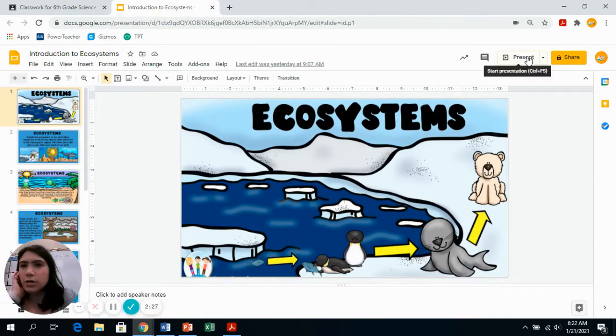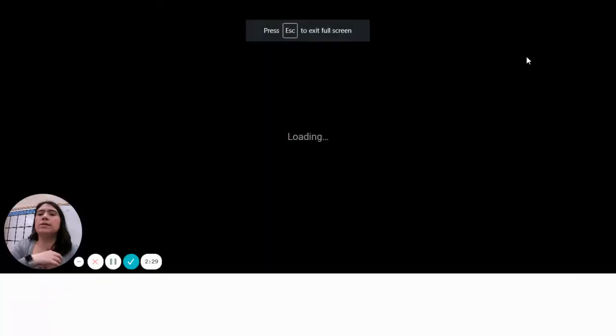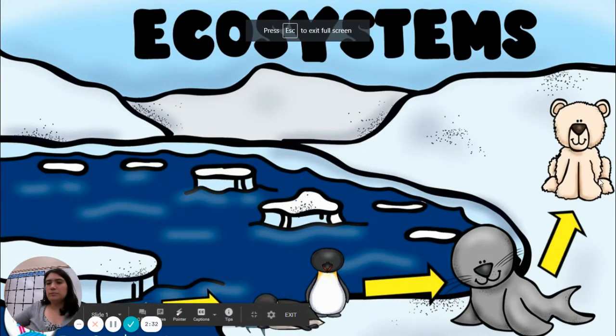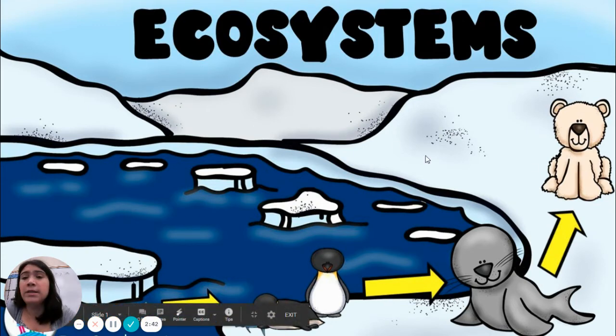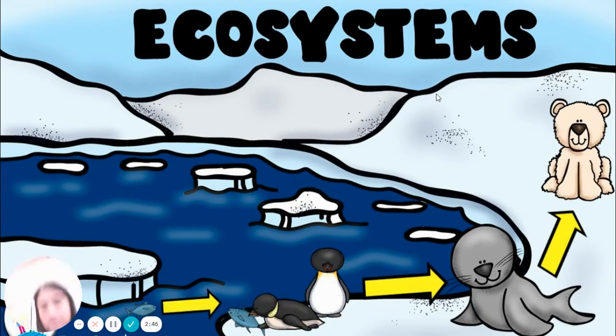And we have introduction to ecosystems. So we have what looks like an Arctic ecosystem here. Polar bears are found in the North and the South Pole. So this could either be Antarctica or up in the Arctic Circle up north. Whoops. Give me a second. And we're good. All right.